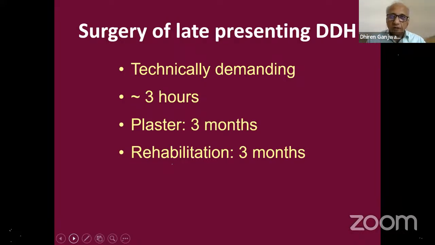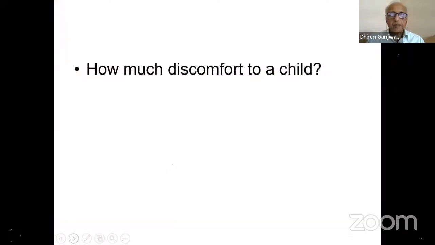We may not send them for a formal physiotherapy, but at least the restricted range of motion takes a long time to recover. The cost differs. In a private setup, it may be in few lakhs. In a teaching hospital or in a trust hospital, it may be few thousand. But actually, it's a cost to the family.